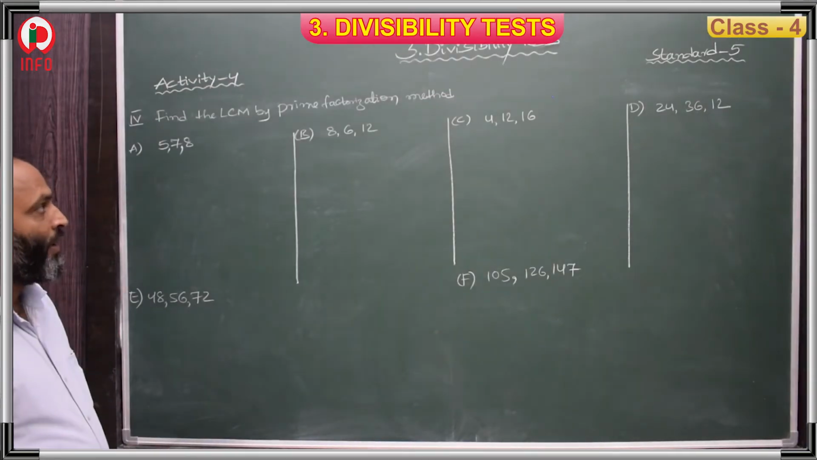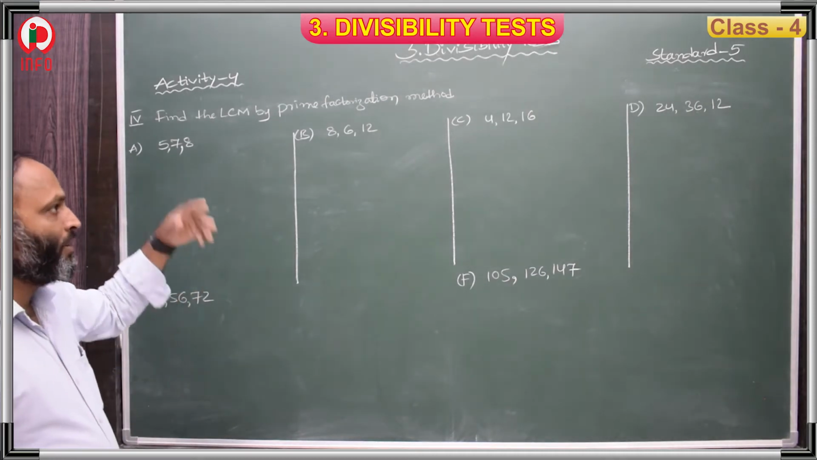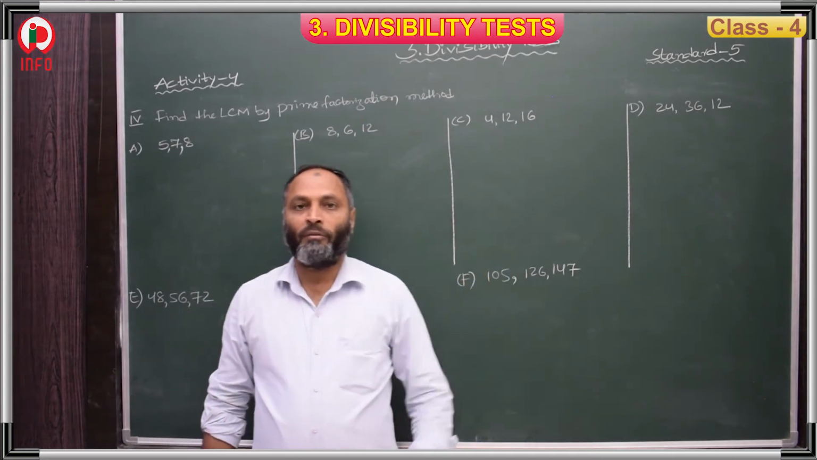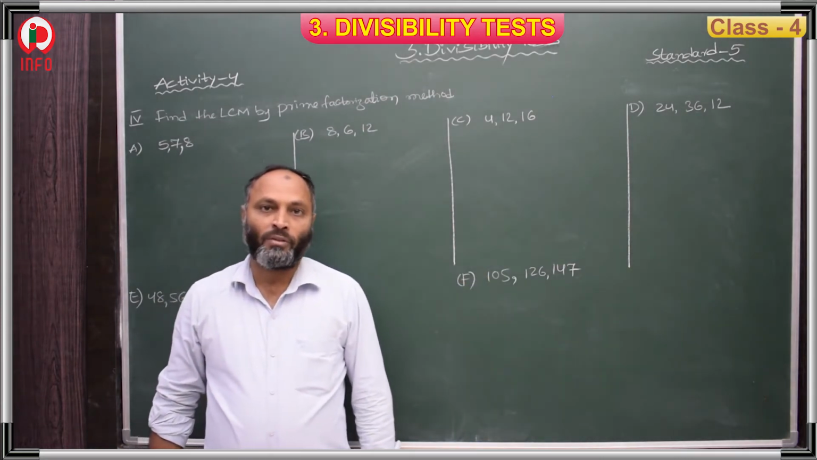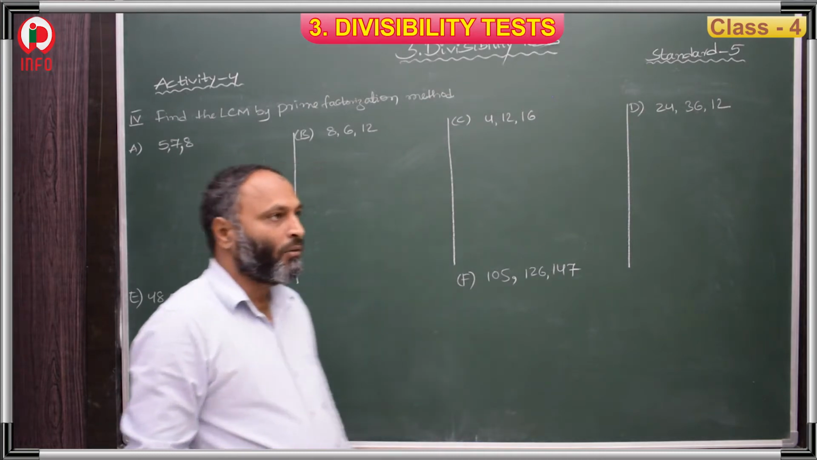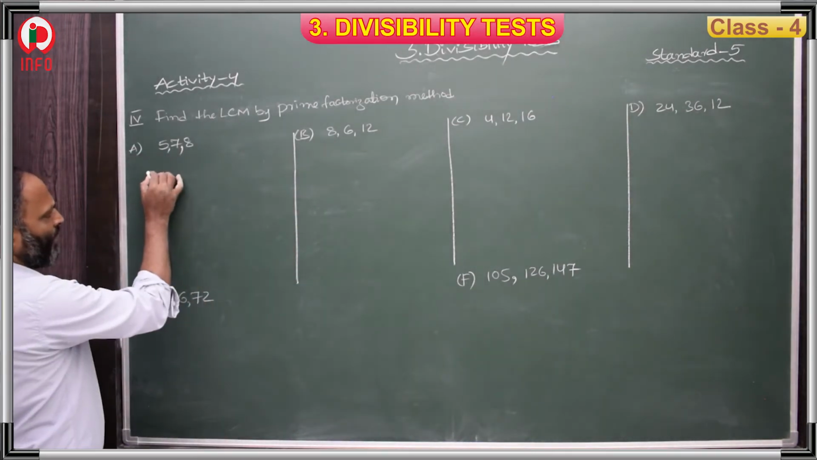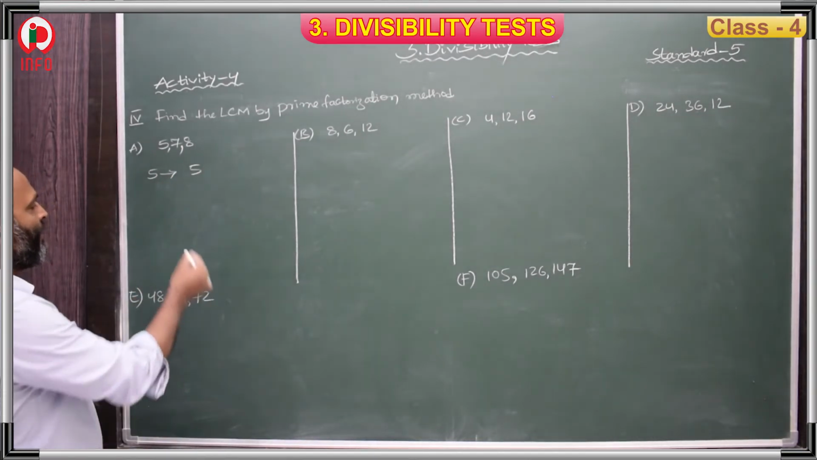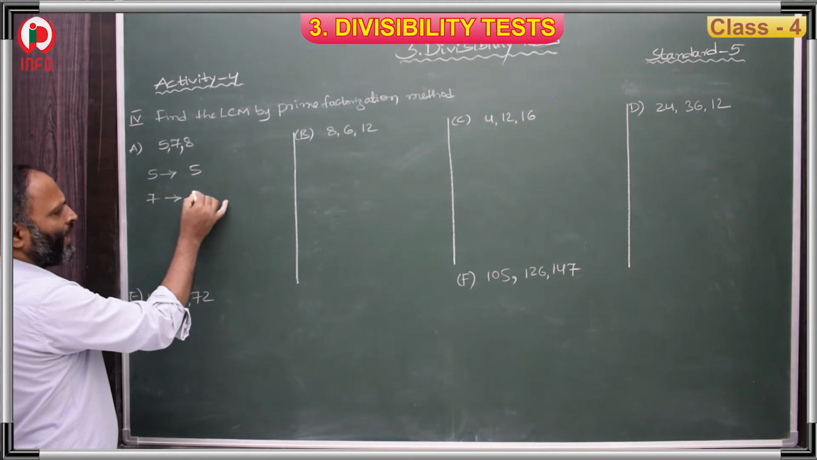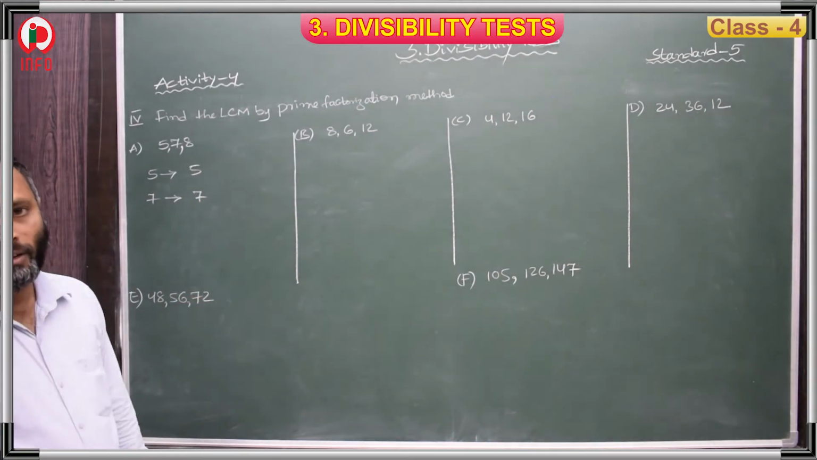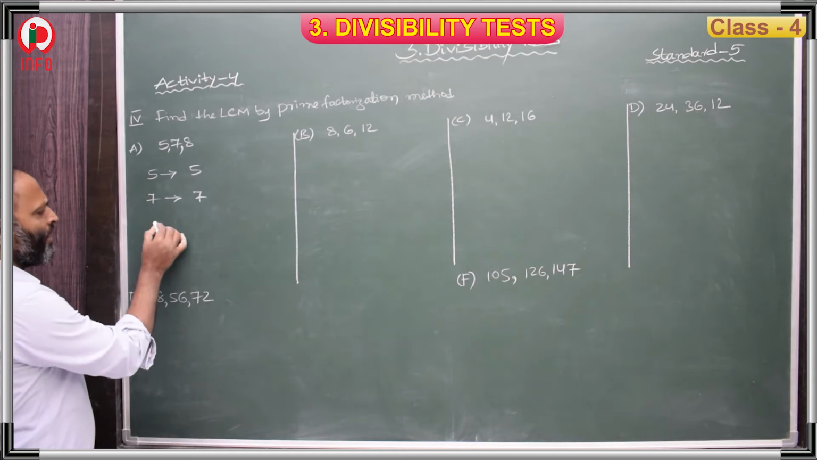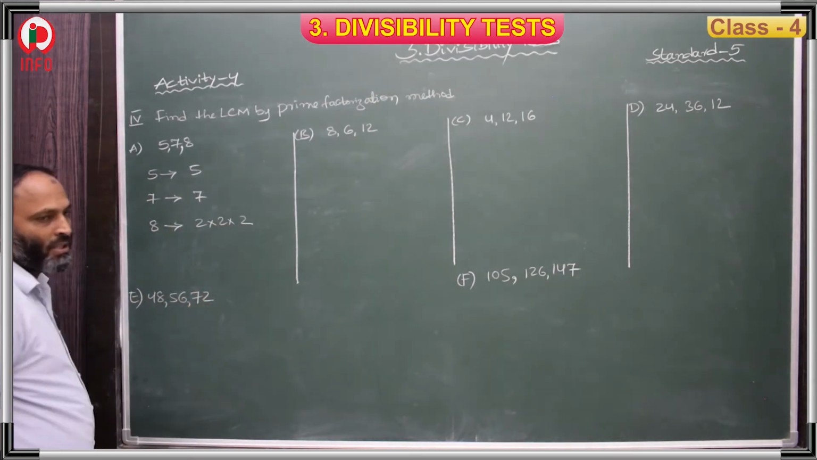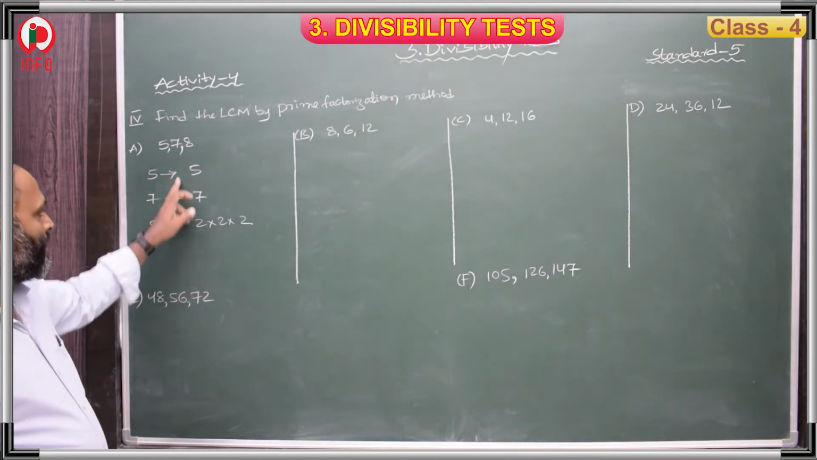Now the LCM by the prime factorization method. We have to find the LCM using the prime factorization method. So how do we find it? 5 is a prime number, so 5 as it is. 7 is a prime number, so we take 7 as it is. Then 8: how can we take 8? 2 into 2 into 2. That's it. In these 3, nothing is common.